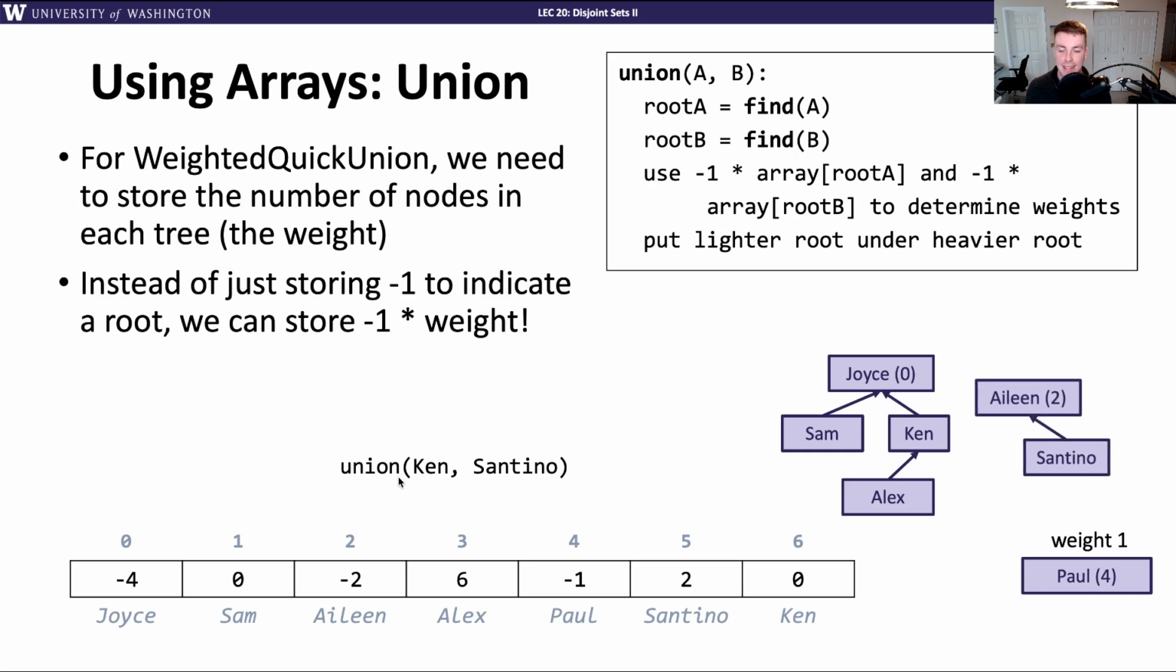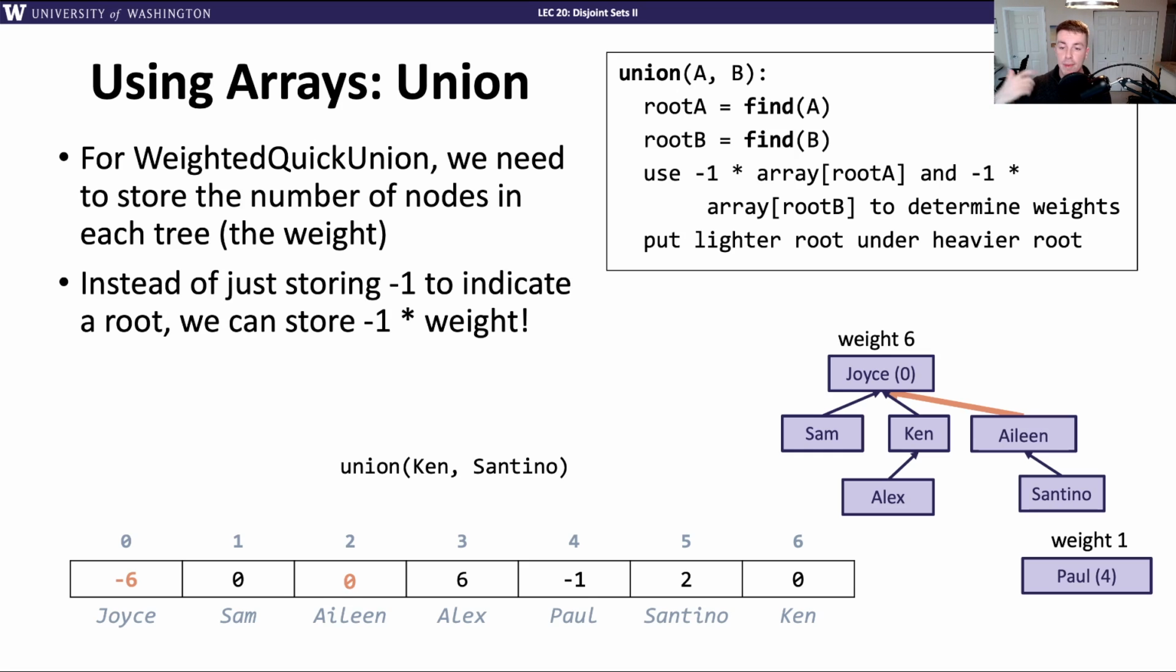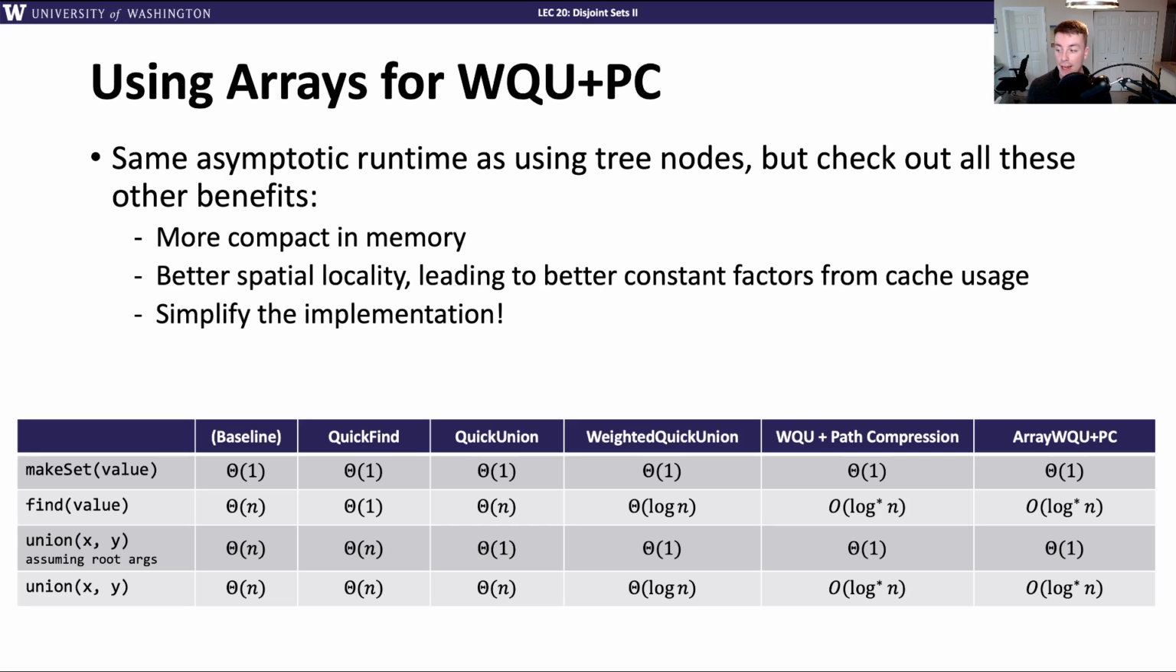So this is just trying to avoid using an extra data structure. Unioning is exactly the same as before. You just change the value at the index of one root to be something else. In this case, because Eileen was a smaller tree, we put Eileen underneath Joyce's tree, which means changing the value at Eileen's index from -2, the weight of her tree before, to 0 to say, hey, now they're rooted at this index.